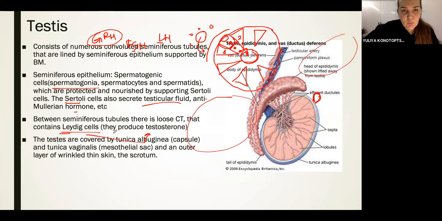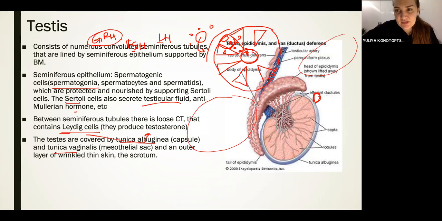Okay, so yes, we talked. The testes are surrounded by some kind of capsule. This capsule is called the tunica albuginea. It's very dense, very thick. We will see it. There's also something called the tunica vaginalis.